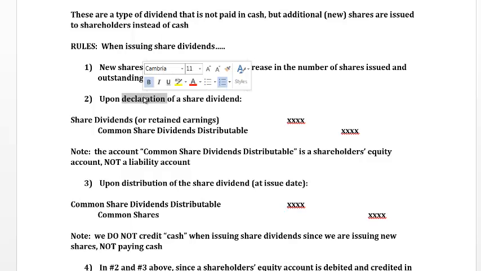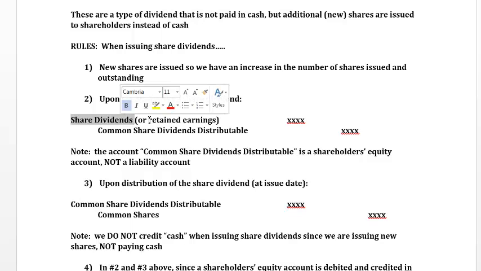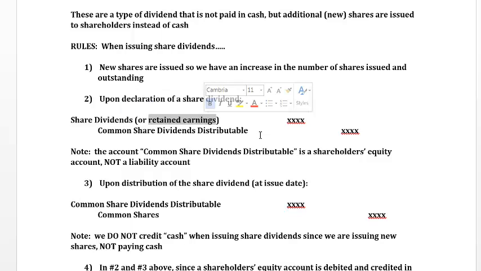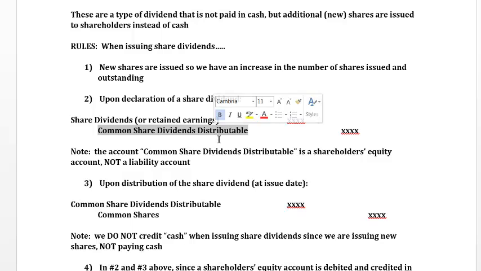When we declare the share dividend, if we declare it on a date that's different than the date we issue the new shares, we're going to debit an account called share dividends, or again, you can debit retained earnings directly for the value of the share dividend, and we're going to credit a new account that we learned. It's also a shareholders' equity account, and that's called common share dividends distributable. And note, this account, common share dividends distributable, is a shareholders' equity account, not a liability account.